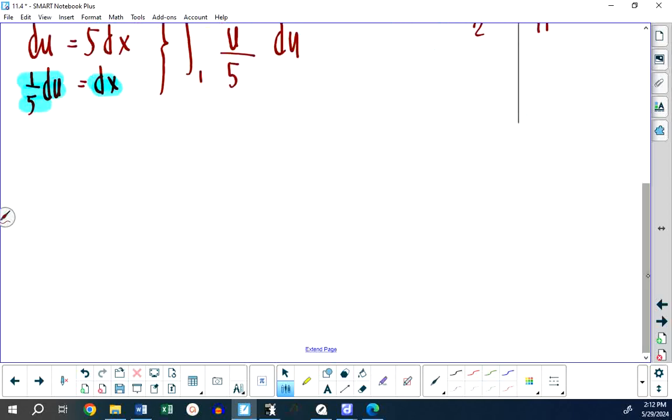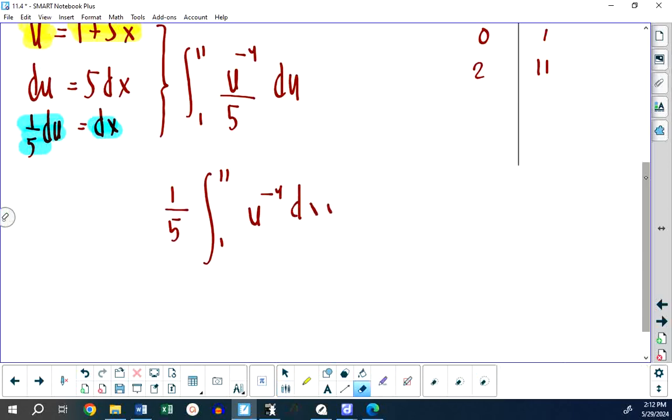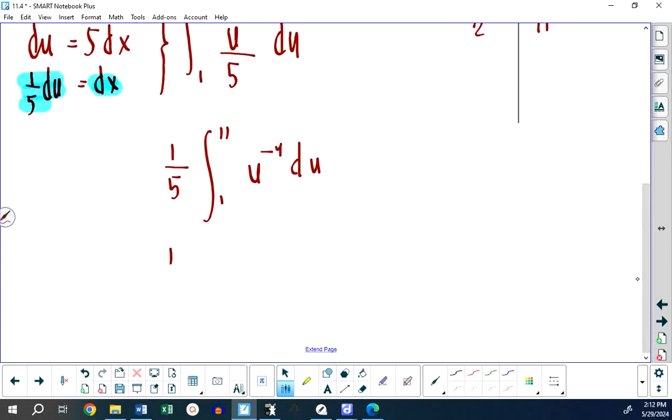And then, this is a good question to review everything we've learned about this so far. You might as well take that 1/5 out because you can. And then you're left with an integrand, which integrating is really simple. Increase the exponent by 1, divide by the new exponent. And what you're going to get is 1/5 multiplied by u to the negative 3 over negative 3, and you're going to evaluate that from 1 to 11. And that's going to give you negative 1/15.